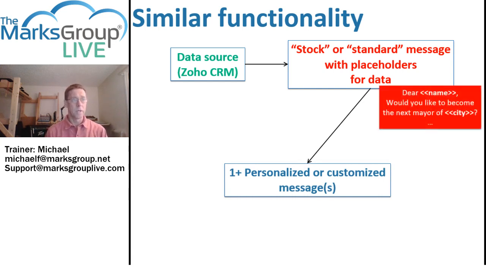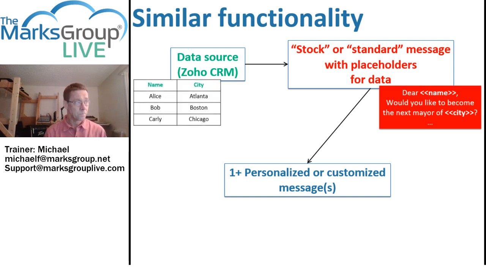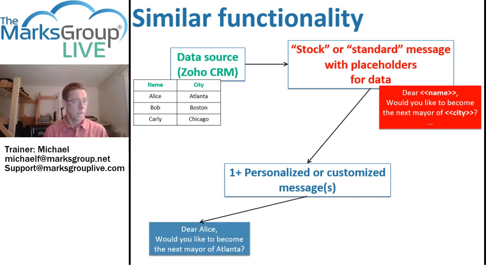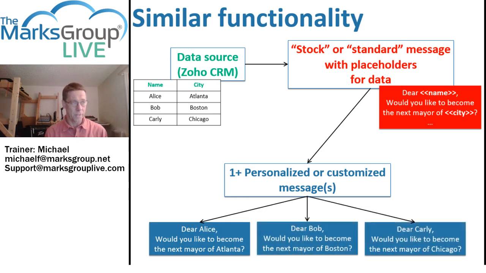For example, "Dear name, would you like to become the next mayor of city?" So that might be our standard or stock message. We might take data from our CRM that includes the name and the city of somebody within our CRM, and then we'd have the messages being output. The personalized messages would take the data from the CRM, the name and the city, and thread those in and create one message for each person that we had selected in our CRM.